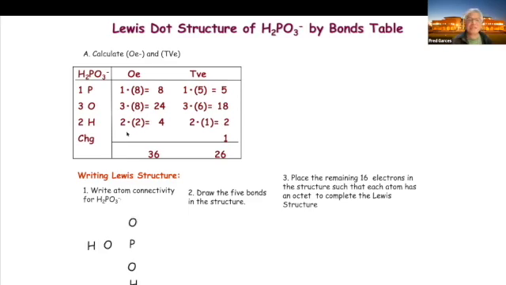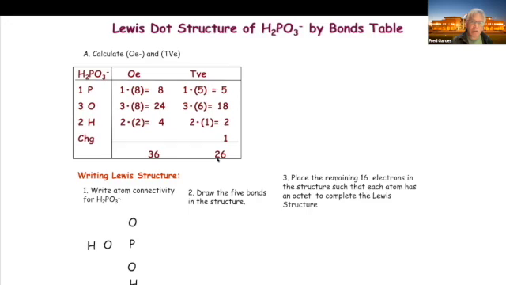If you're going to make a mistake in this bond table, you're going to do it here, okay? I've seen so many papers where that's where the mistakes come from. You're going to have a brain lapse and you're going to forget. Now let's take a look at total valence electrons. Phosphorus has 5, oxygen has 6, hydrogen has 1. So let's put 5 times 1 is 5, 3 times 6 is 18, 2 times 1 is 2, and then there's a charge here, 1.